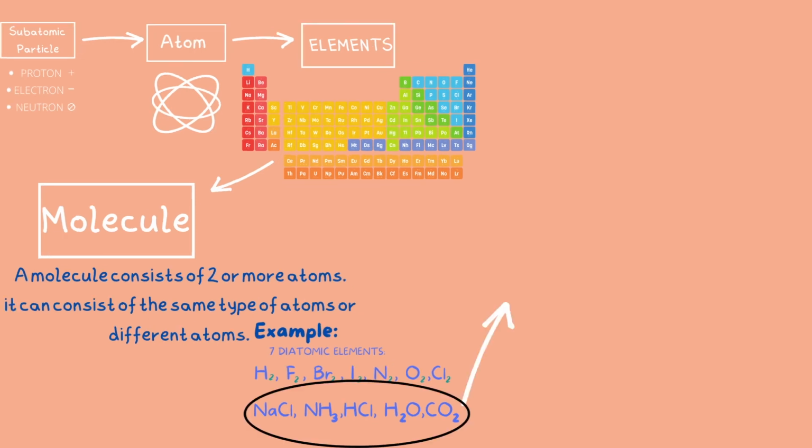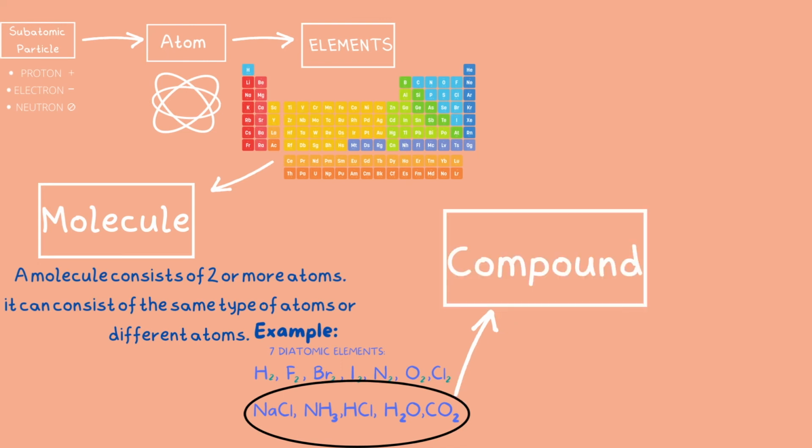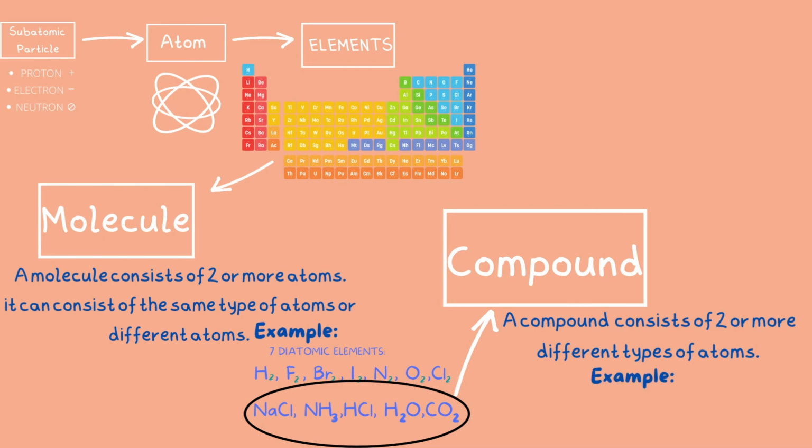So these second set of examples that are circled here can be further described as compounds. A compound consists of 2 or more different types of atoms. So we can clearly see that this second row of molecule examples can also fit the description of a compound. Therefore, these molecules can also be called compounds.